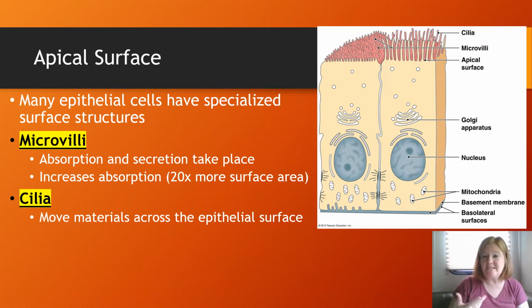And then we can have cilia, and cilia are going to move like this, and they're going to move materials across the epithelial surface. So like in the lining of our respiratory tract, for example.